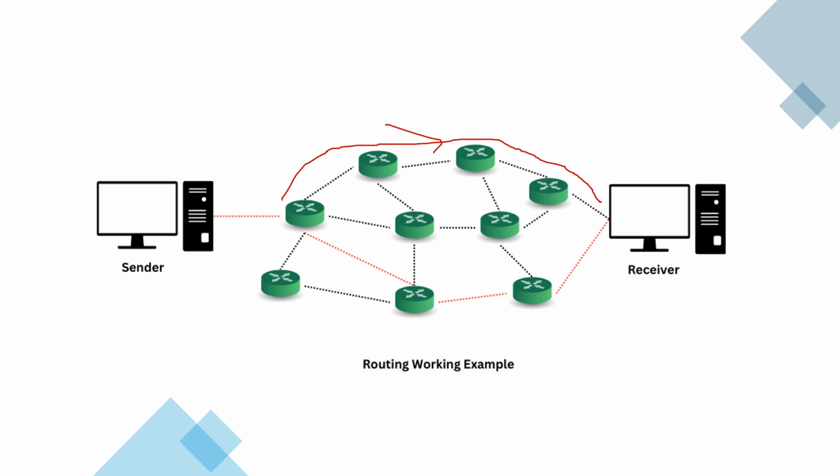Okay. In dynamic routing, the sender and the receiver's nearest router decides which path is shortest or which path is more feasible for them. For example, in this network, this path is the shortest path, and then they will route the data from this path. Sorry, this path is the shortest.